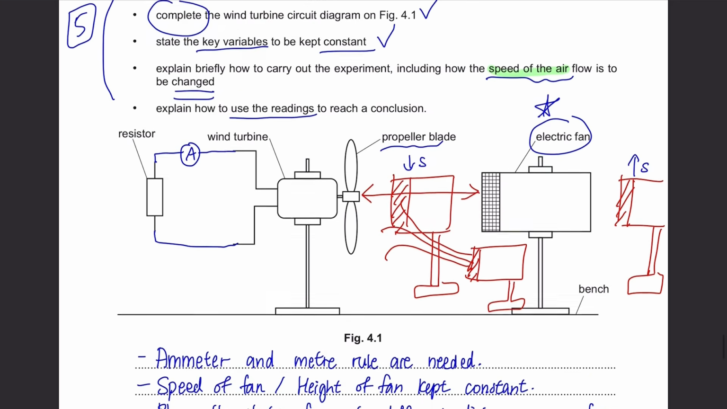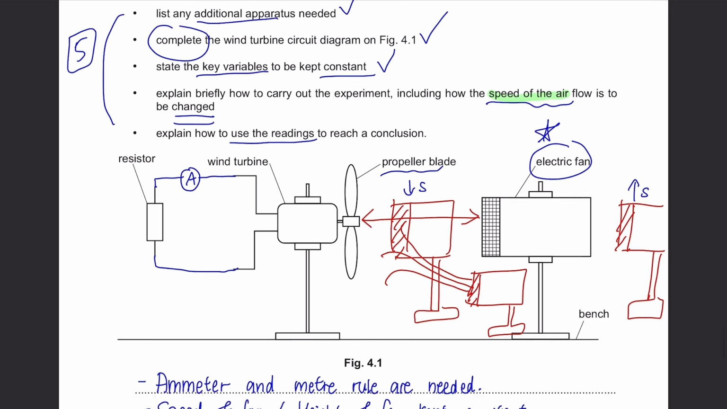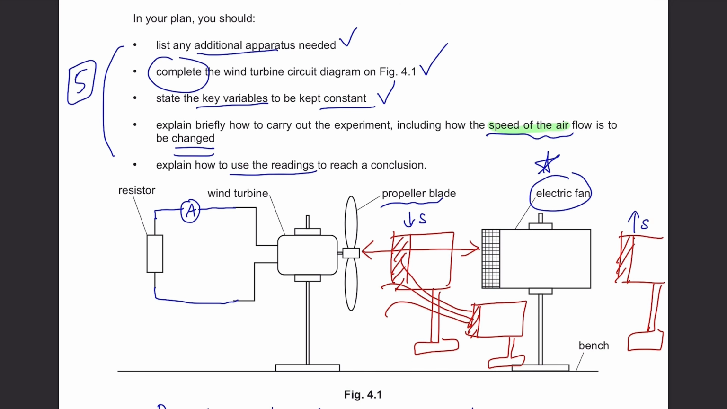Okay, then explain how to use the readings to reach a conclusion. This is the analysis part, and we don't need to talk about the conclusion like which distance brings the bigger current and all that. We just need to state how we're going to use the readings to reach a conclusion. So usually you either draw a table or a graph. So let's say you want to draw a table. Then you can say you compare the readings to see if the change in the distance between the propeller blade and the electric fan produces change in current. You can do that with a table. You don't need to draw a table, just write, compare readings in the table, and so on.